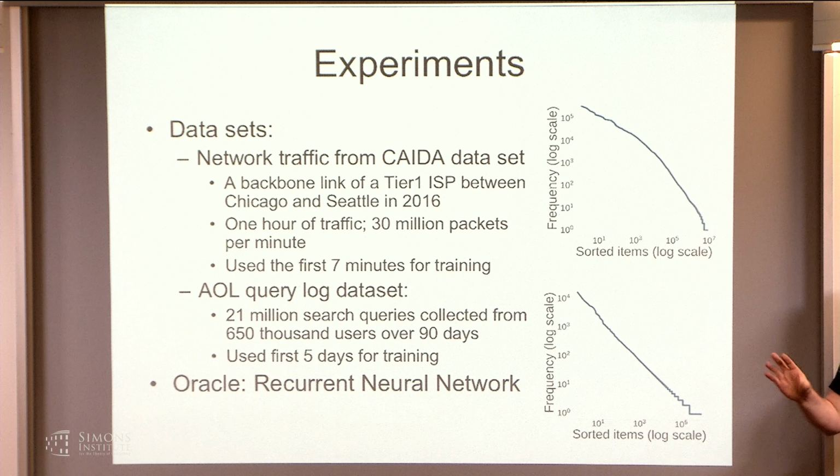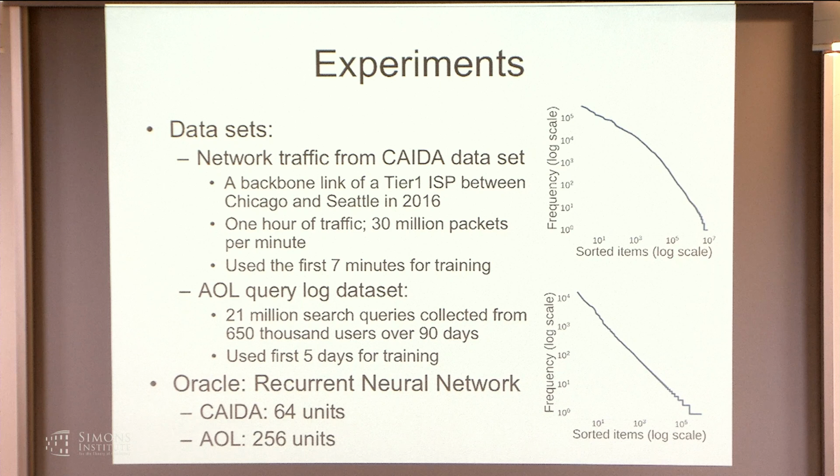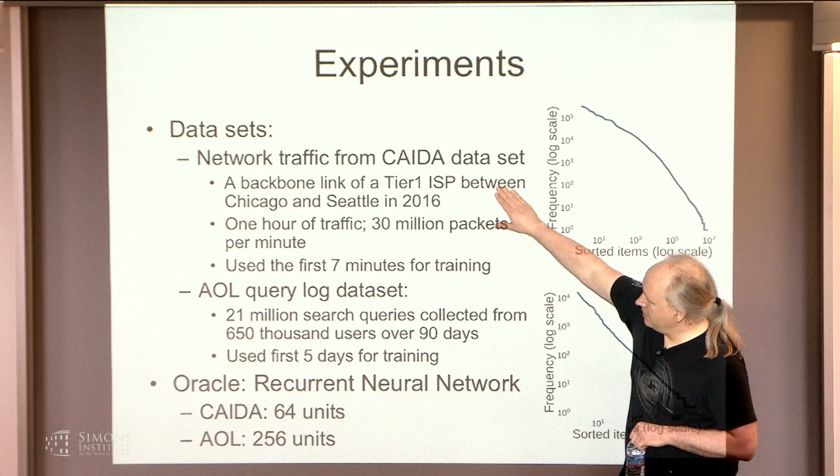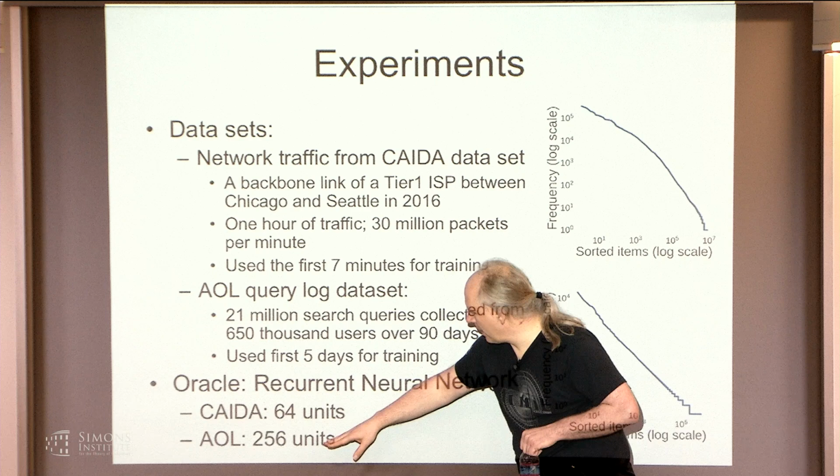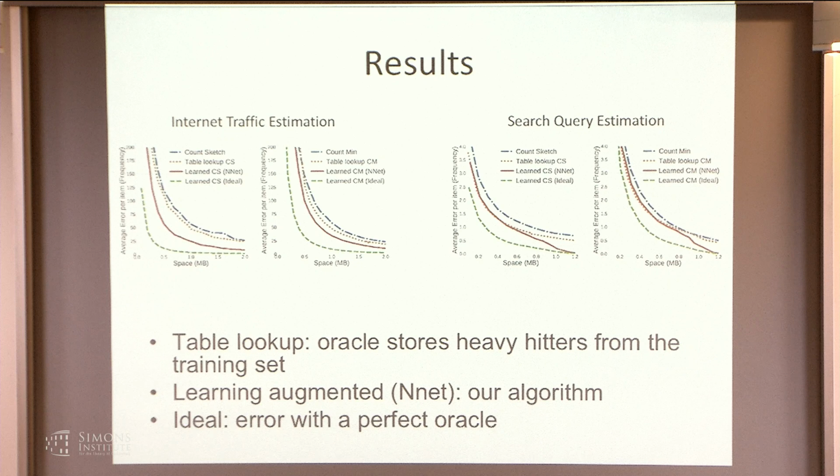So we tried a bunch of ways of implementing the oracle. Decision trees actually worked very well, but they weren't very compact, right? So they had very good prediction, but they also took lots of space, which, given that we want to save space, was an issue. So in the end, we used RNNs, and I will not get into details of the architecture. This data set was easier, so the neural network was smaller. This was more difficult, so we use a more complex structure. And these are the results that we got.